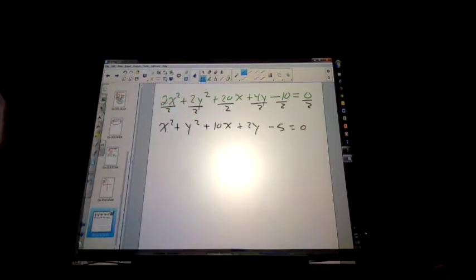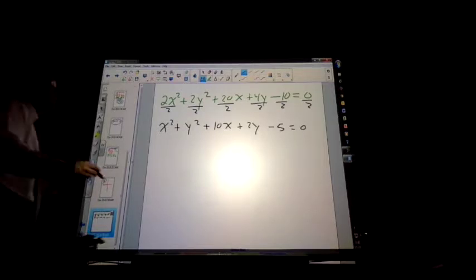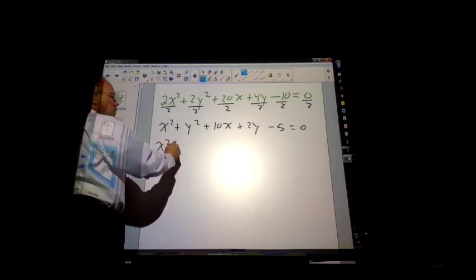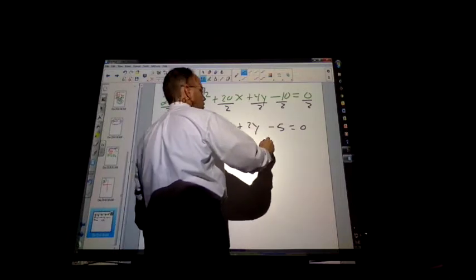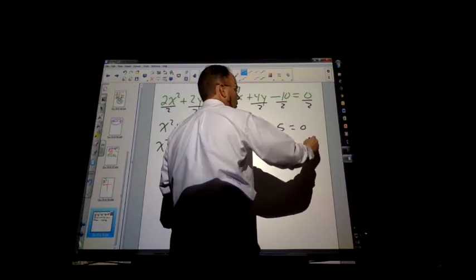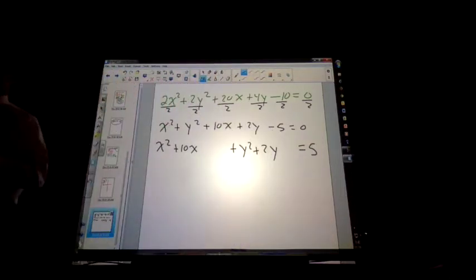Now let's take care of getting the like terms together and moving our constant to the other side. So I'm going to get x squared plus 10x, leave a space, plus y squared plus 2y, leave a space, equals 5. I'm going to complete the square. If I complete the square, my squared term, will I add to the other side?